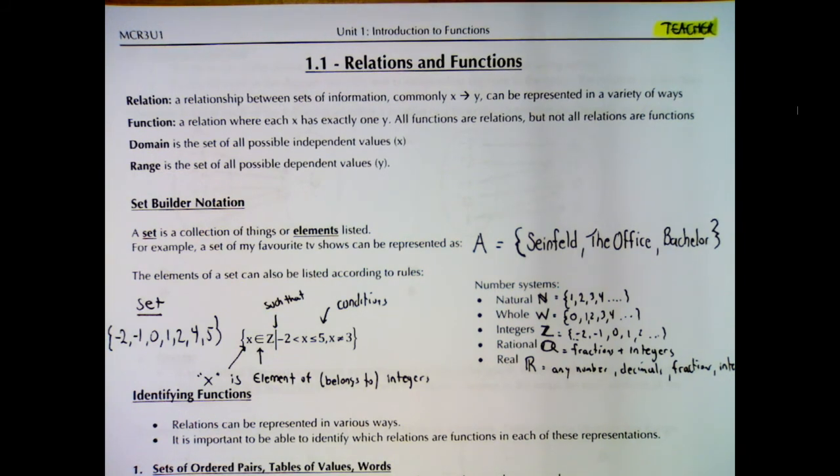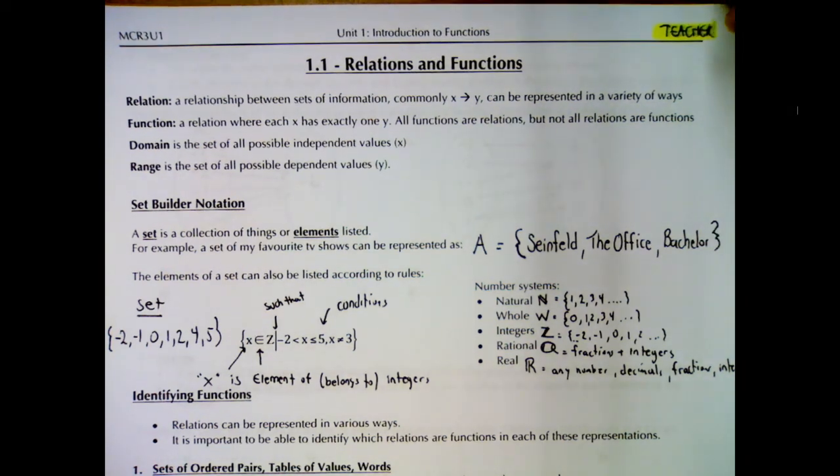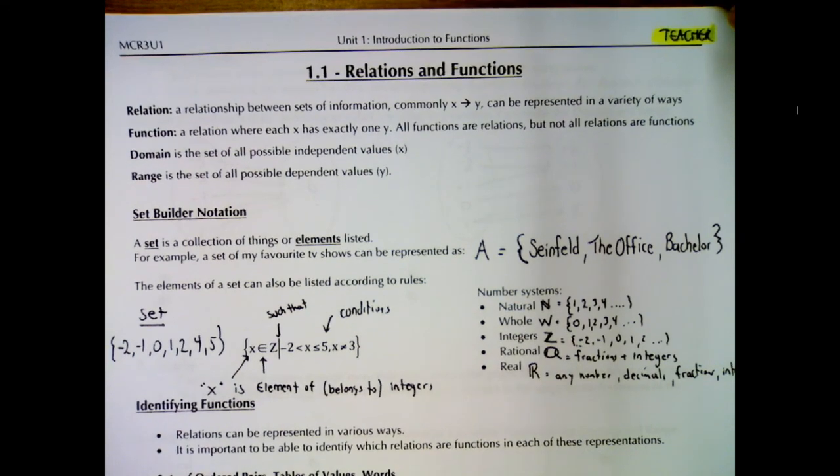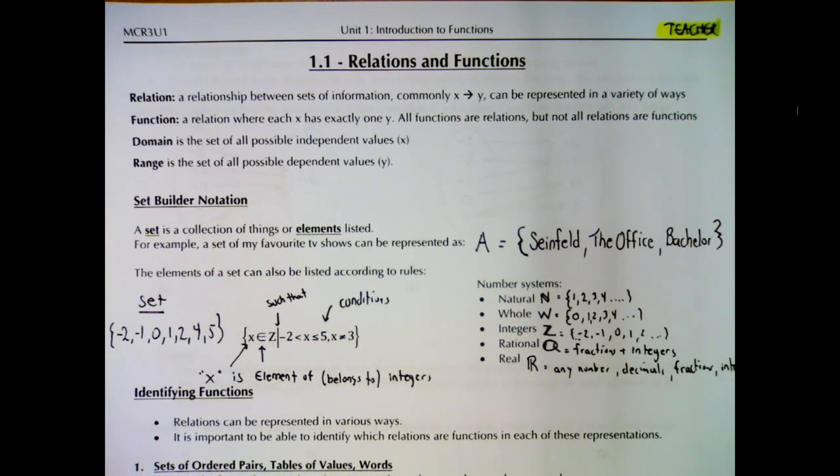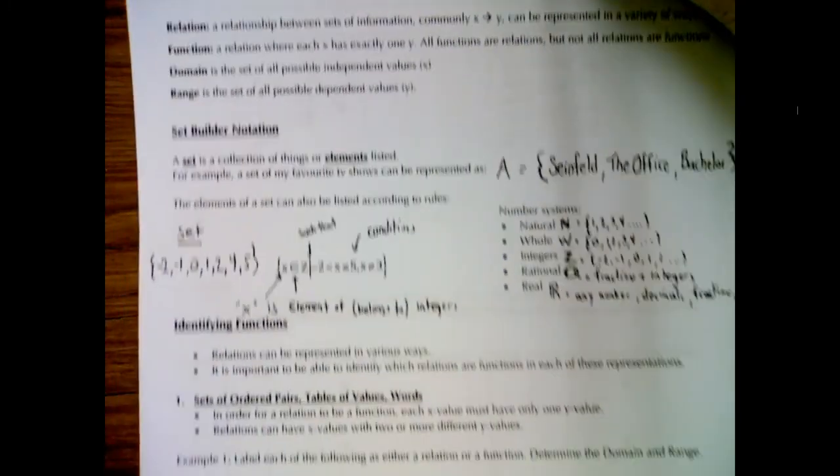All right, so now that we know what domain and range are, and we know all the numbering systems, and we know how to write a set builder notation and a set, let's discuss whether or not something is a function or a relation, and then try to write the domain and range. So I'll try to keep this on here for the first couple of examples.